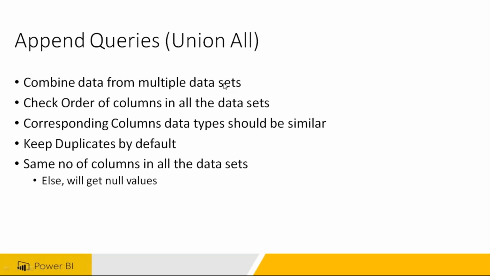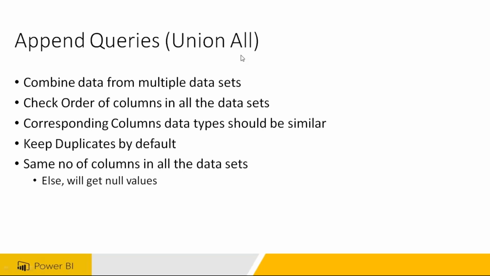Combining data from multiple data sets, check order of the columns, corresponding columns, right? Keep duplicates by default. It is not going to delete anything. Same number of columns in all the data sets. Clear? You cannot have 5 columns and 10 columns there. If you have mismatched columns, then the remaining columns will have nulls, or if the corresponding column data types are not matching, then you will get a lot of issues. Clear? So appending queries is a union all.